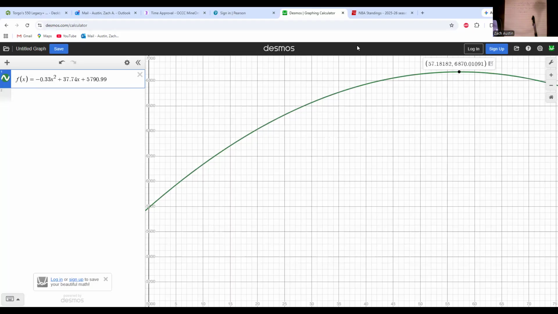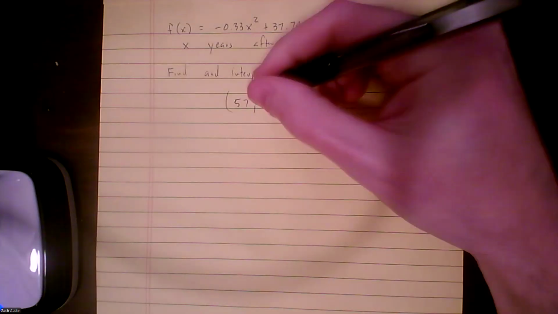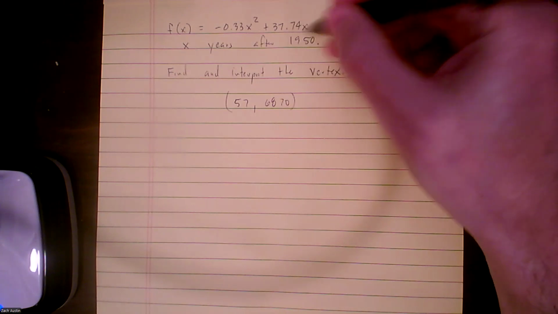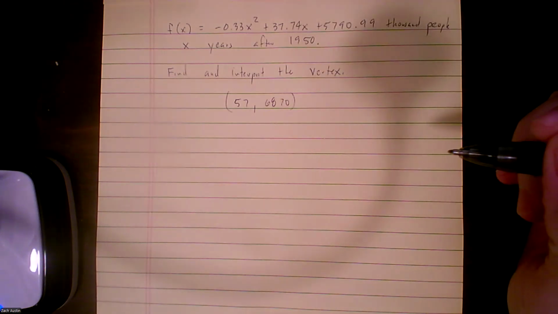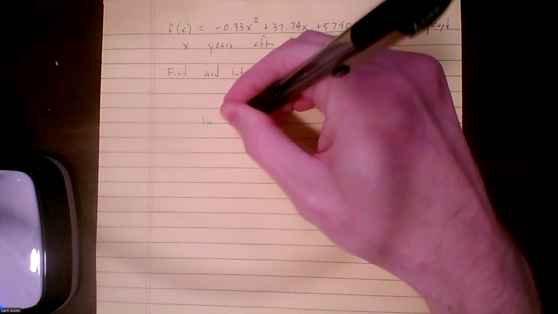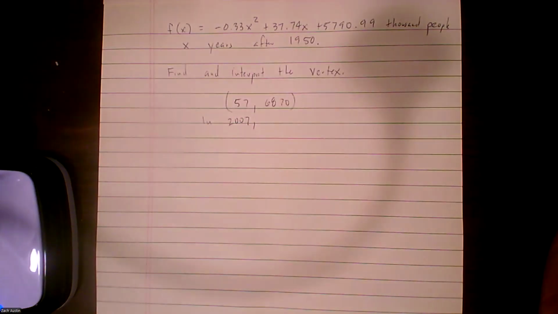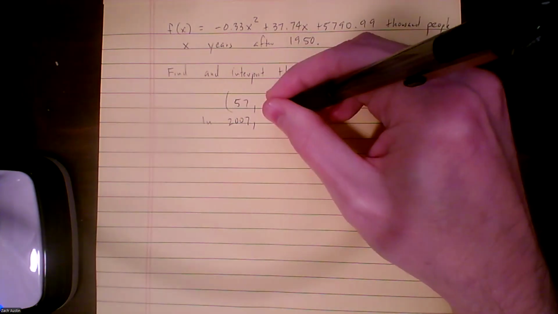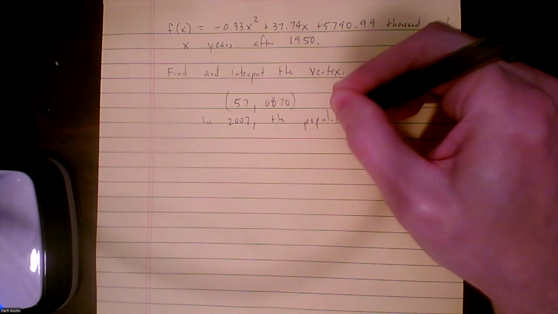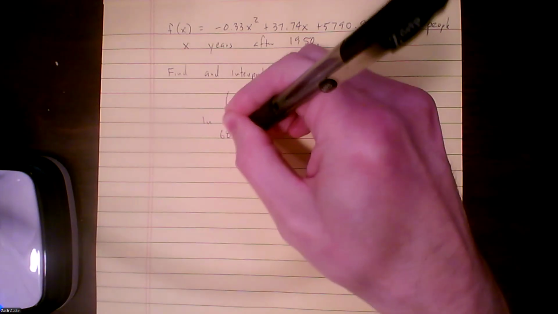Let's go back to the screen. Okay, so remember first off what our X is. X is our number of years after 1950, right? So if we do 1950 plus 57, that means we are in 2007. Okay, we're measuring the population of this town, which is 6870.